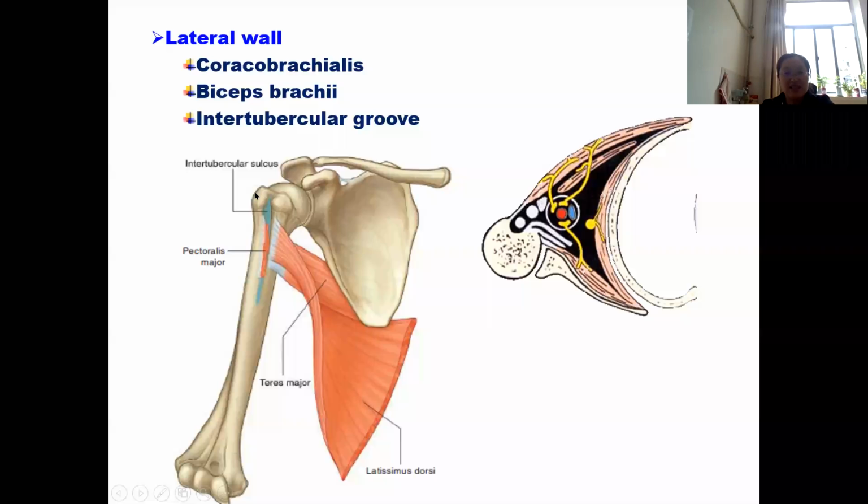This is the greater tubercle. This is the lesser tubercle. There is one groove for the insertion of pectoralis major muscle. This groove we call the intertubercular groove. Here I just show you part of the contents of the axillary fossa.